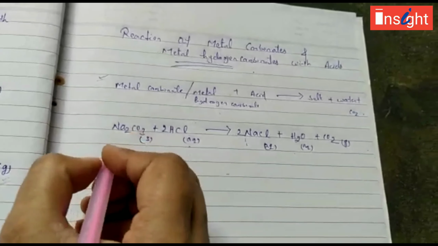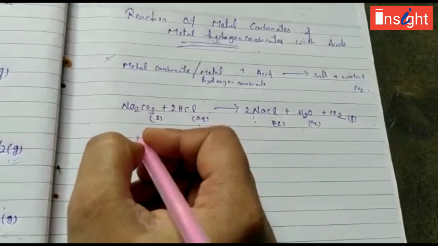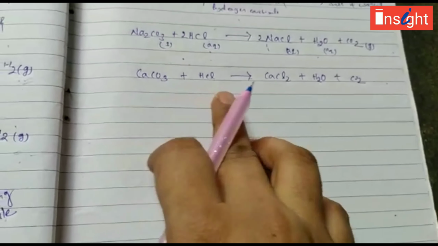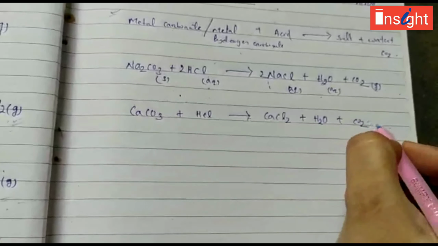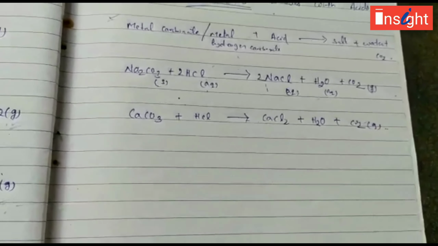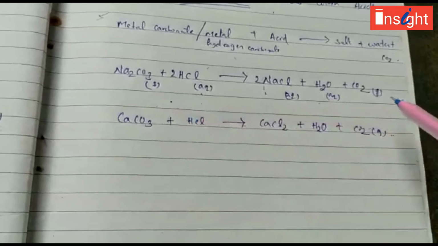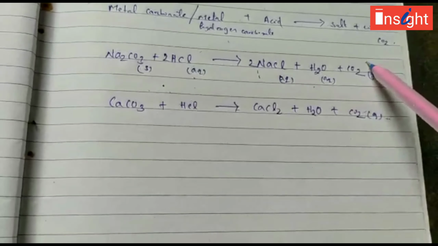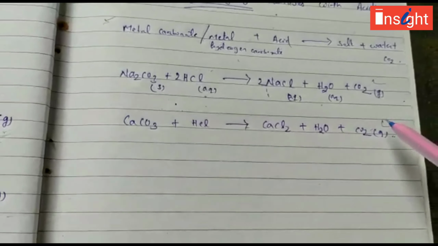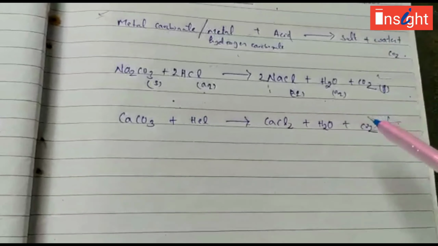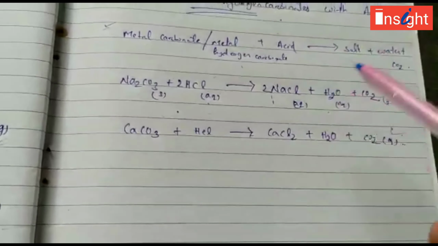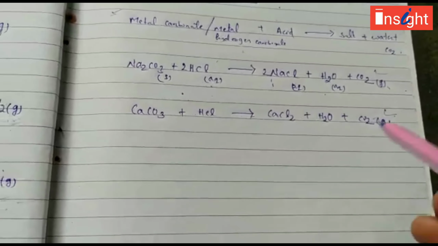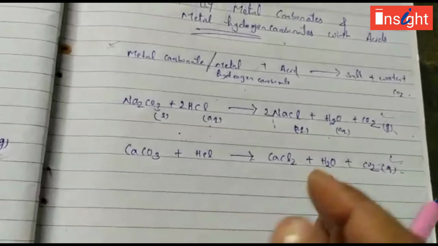Similarly, we can write another example with calcium carbonate. Calcium carbonate plus hydrochloric acid gives calcium chloride plus water plus CO2. Here also it is a gas. So here also, in the same way, how will we come to know that carbon dioxide gas is liberated, or how will you show the presence of carbon dioxide gas in this reaction?